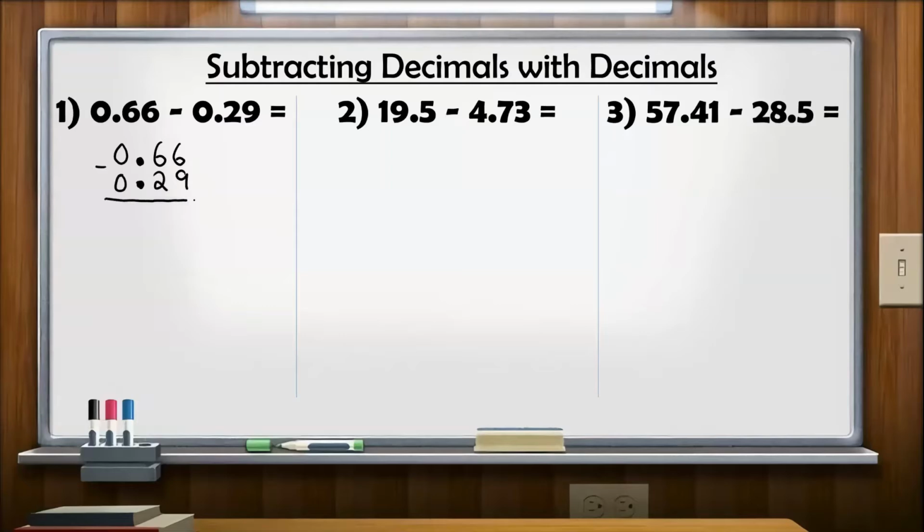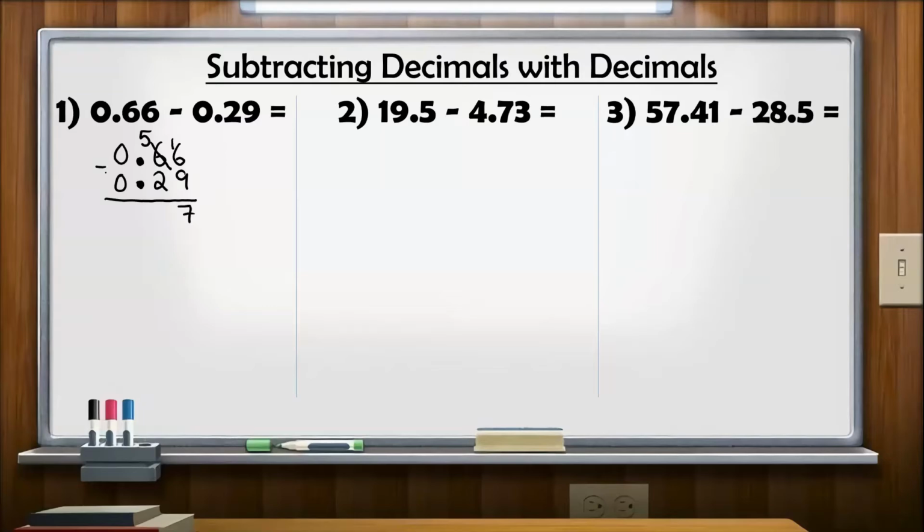So now that I've set up my question and placed the numbers in the correct place value positions, I can go on ahead and answer the question. So I'm going to start off by taking away 9 from 6. I can't do this, so I am going to borrow from the next place value position. So the 6 now becomes a 5, and the 6 here becomes 16. 16 take away 9 is 7.